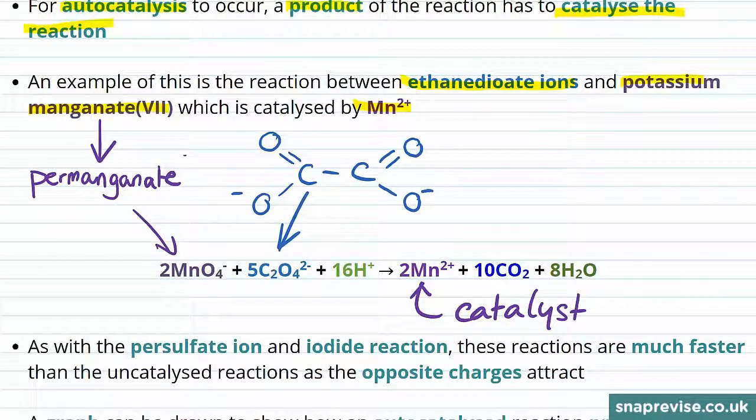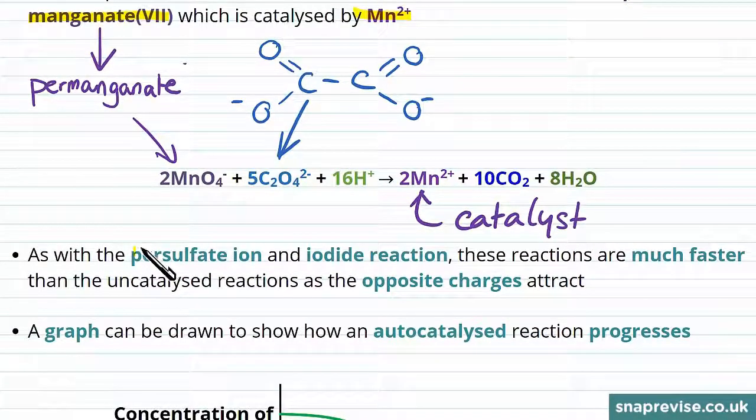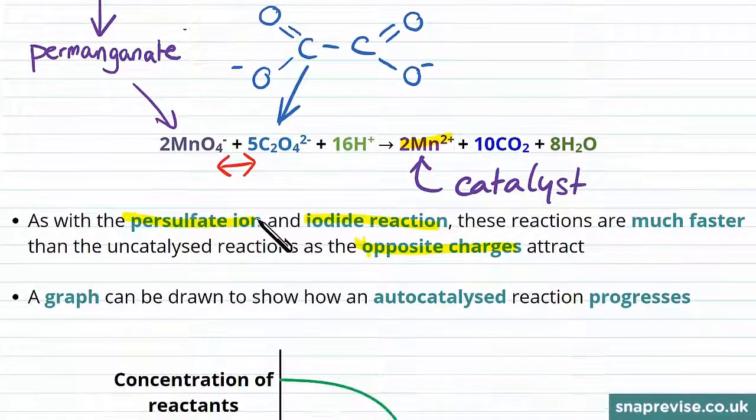Just like in the example where we looked at homogeneous catalysis and the persulfate ion reacted with iodide, on its own this reaction is going to be slow because the negative charges on the two reactants are going to repel and they need to be near each other to react. It's much faster if we have something with a positive charge reacting because the opposite charge between that and each of the reactants will attract, and the manganese ion provides this positive charge.